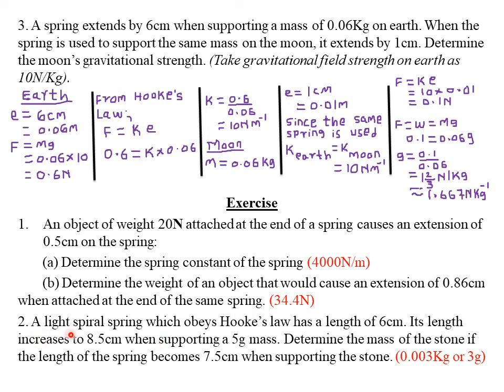Then the last exercise reads that a light spiral spring which obeys Hooke's law has a length of 6 centimeter. Its length increases to 8.5 centimeter when supporting a 5-gram mass. So you are required to determine the mass of the stone if the length of the spring becomes 7.5 centimeter when supporting the stone. Again, I've also performed the calculation, and I expect you to find 0.003 kilograms.